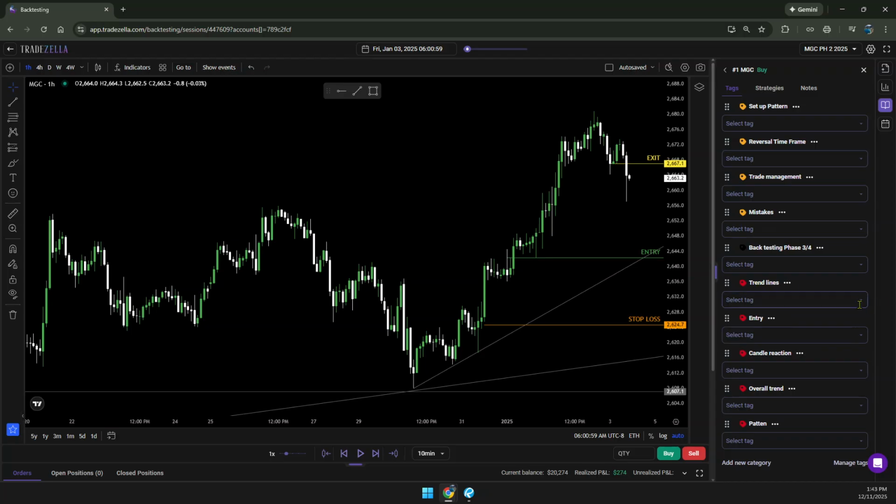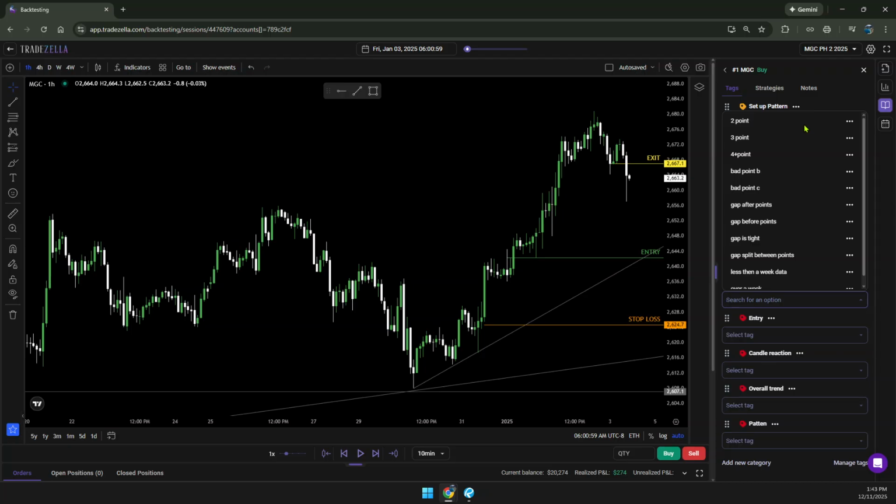So I was looking at my trend lines. Was it a 2 point, 3 point? Was it more than 4 point? Was it a bad point C or bad point C, B? Did I have a gap after a point? A gap after a point would be you have 1, 2, 3, it jumps up, and then it breaks. That would be a gap after the points. A gap before the points, you'd have point A, and then over here point B, and then it breaks through. So that would be a gap before.